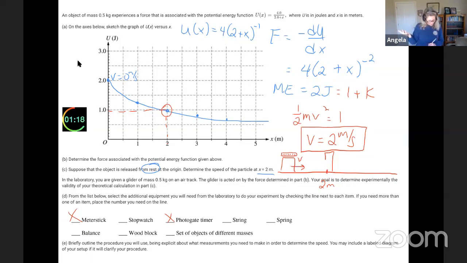So outline the procedure. Yeah, you would measure the width of the glider or the flag on the glider. It's magically acted upon by this force, so you don't have to do anything. It's just somehow acted on by that force, and all you want to do is measure the speed at the position of 2 meters. So yeah.